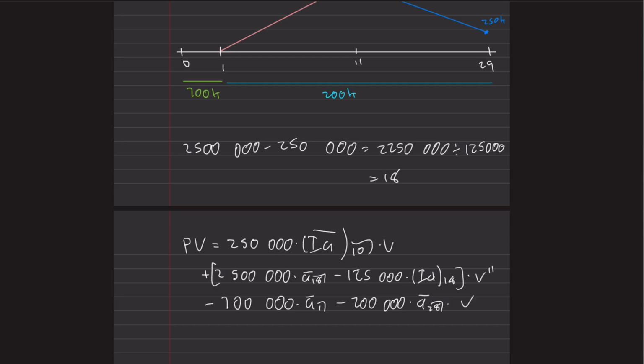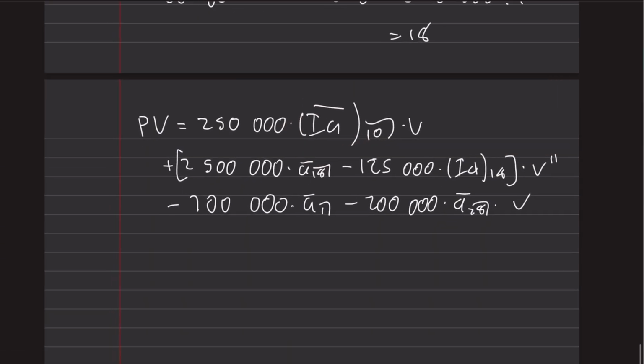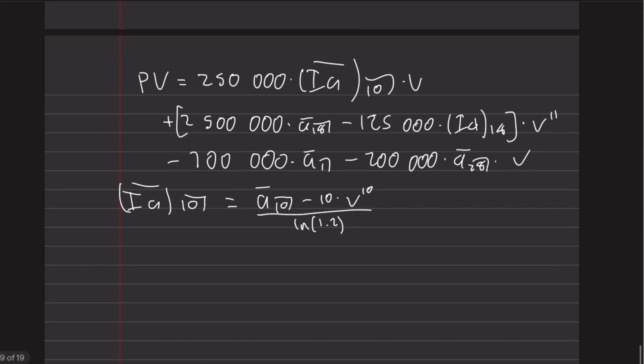Cool. So now let's work out what each of these individual things are. Let's start with the increasing annuity, okay? So the formula for this, for 10 years, is going to be a normal continuous annuity for 10 years, minus 10 times v to the power of 10, divided by the natural log of 1 plus the interest rate, which is 20%, so 1.2. Okay, so now we just need to work out this thing.